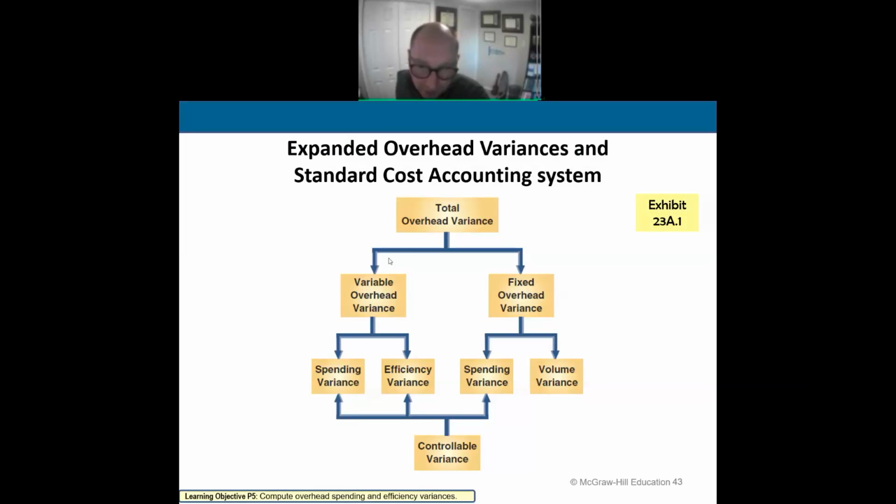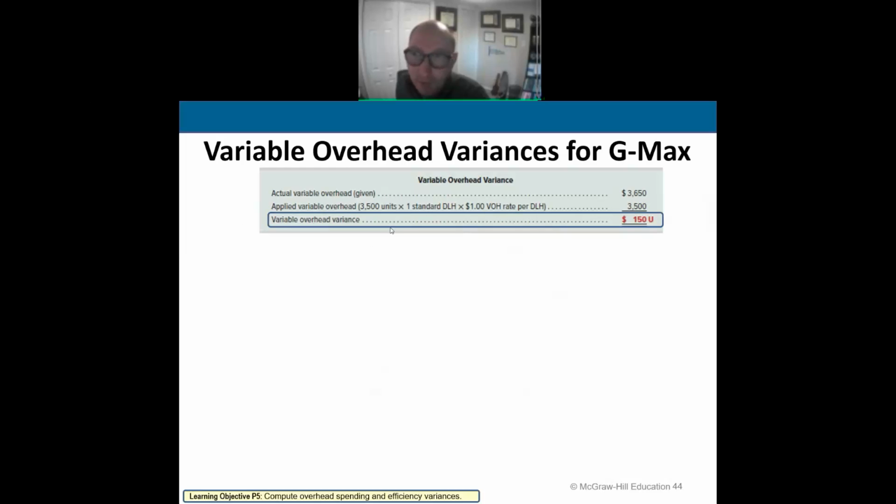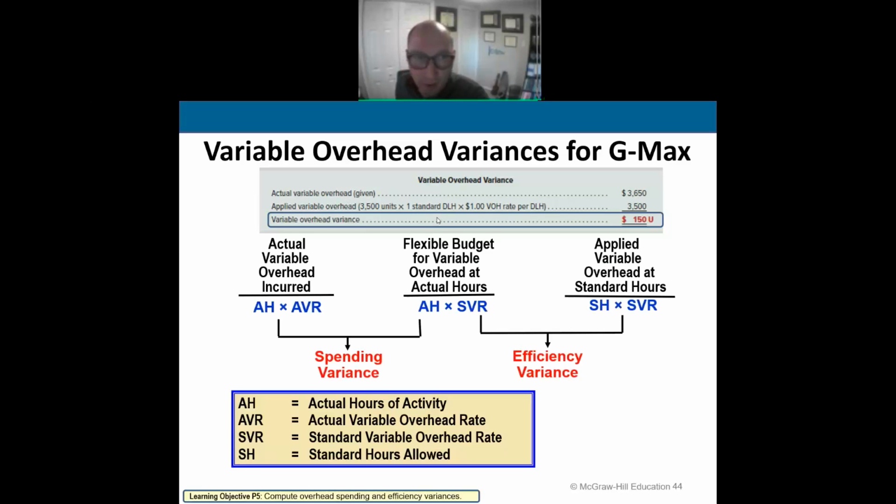And of course, efficiency variances are based off of employee hours, but there's also standard accounting cost system variances, which I'm not going to dive too deep into, but this goes back to overhead. It's the same exact concept. We take our actual minus our applied to get our variance. Actual overhead rate times the actual variance. Actual overhead rate times the standard variance. As we can see, it's the same exact process.